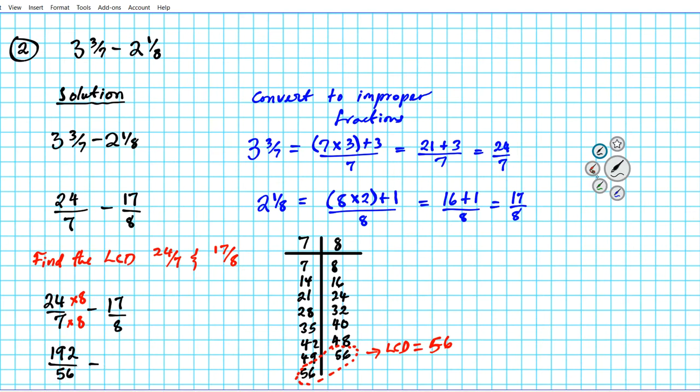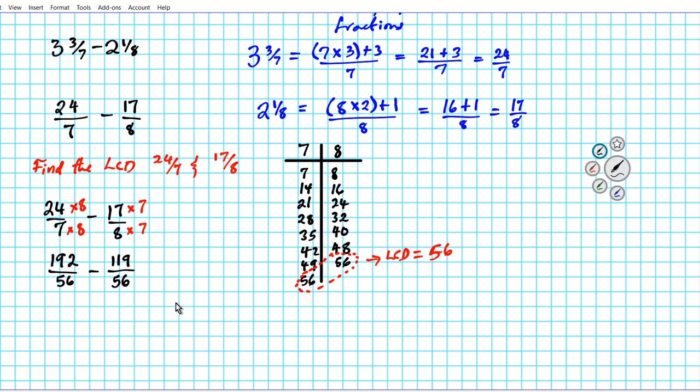All right, so the second number is 17 over 8. What do we multiply 8 by to hit the target LCD, 56? 7, right? So the same applied to the numerator. We're just multiplying by a version of 1, 7 over 7. So 17 over 8 will not change in magnitude or value, right? Okay, so 8 times 7 is 56. Beautiful. And then 17 times 7 is 119.